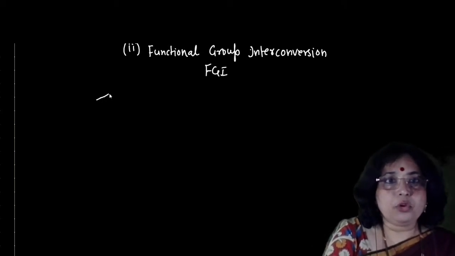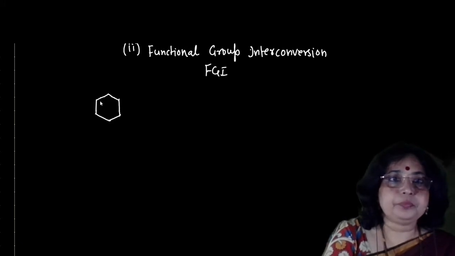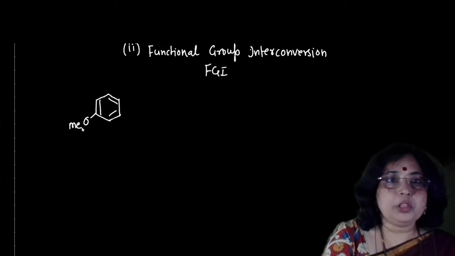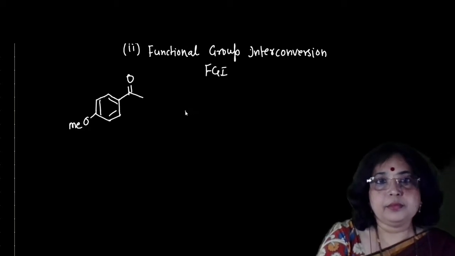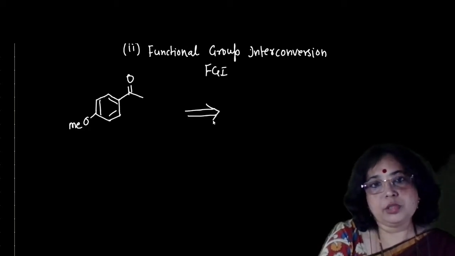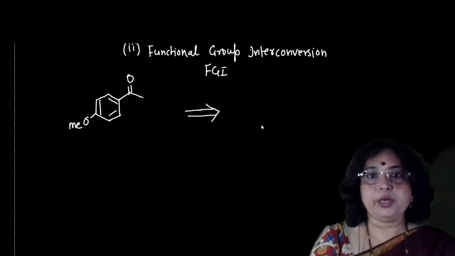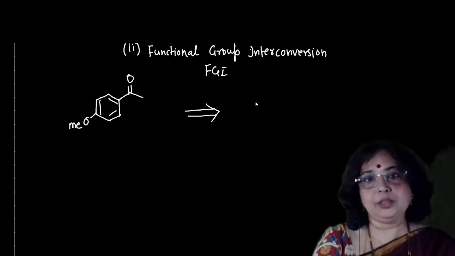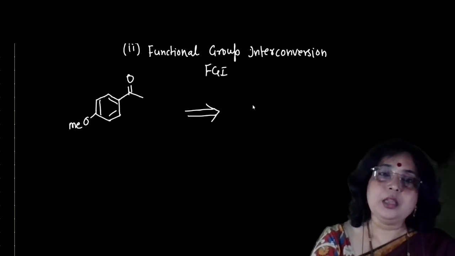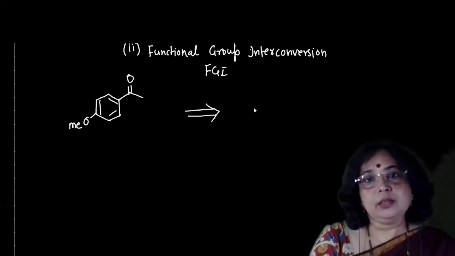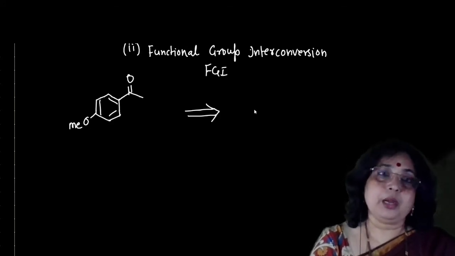So again, I am drawing a structure of 4-methoxyacetophenone. So this is the 4-methoxyacetophenone over here. Let us start the retrosynthetic analysis, that is, the synthesis in the backward direction. So you have to form the synthons. Synthons are nothing but the imaginary fragments. All right, but that should be realized in the synthesis part.